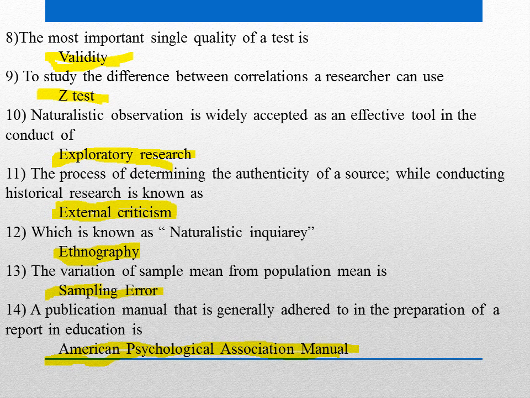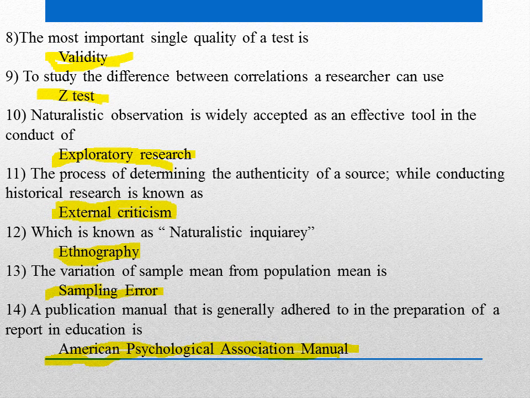Next, to study the difference between correlations, a researcher can use t-test. Next, naturalistic observation is widely accepted as an effective tool in the conduct of exploratory research. Next, the process of determining the authenticity of a source while conducting historical research is known as external criticism. Next, which is known as naturalistic inquiry, ethnography. Next, the variation of sample mean from population mean is sampling error.